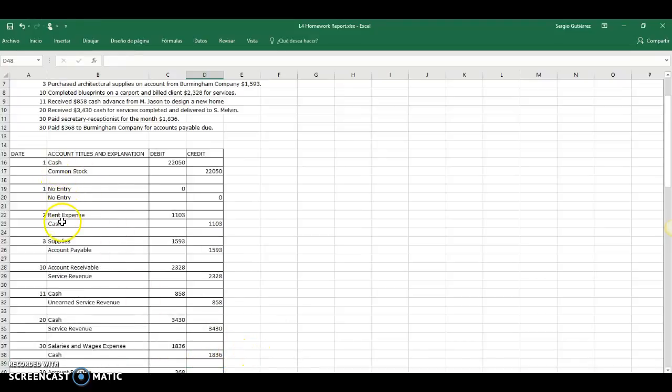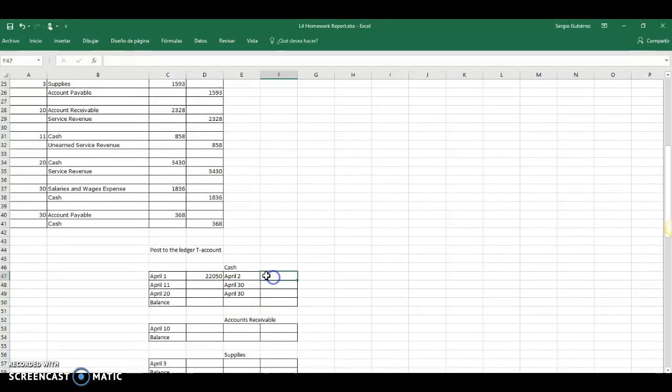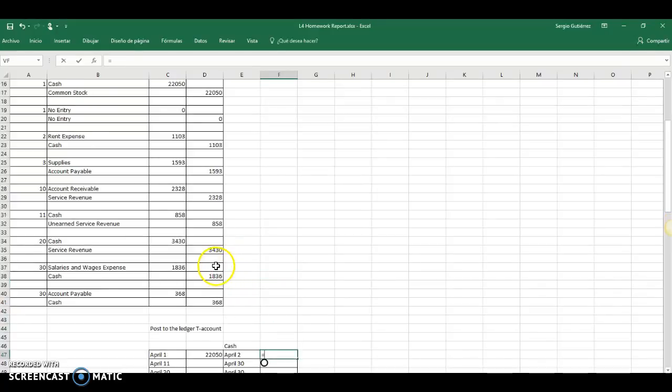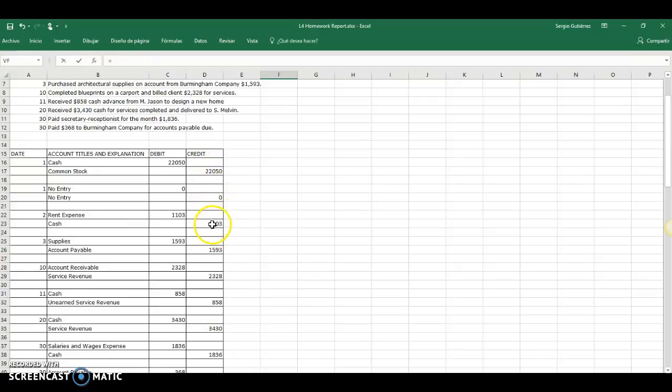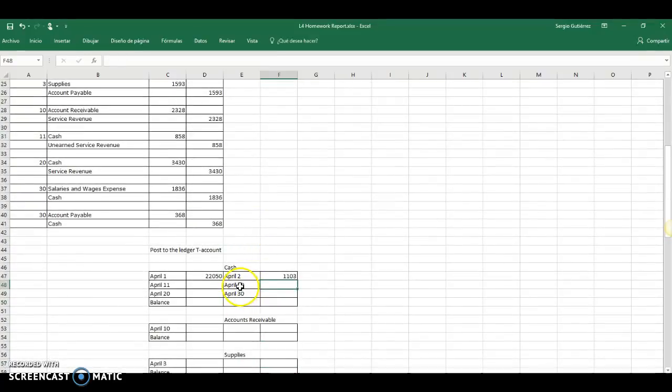On April 2, we see another transaction with cash. So it goes in the credit column, so we are going to put it in the right column. So again, we put equal, select the transaction, the cash account for $1,103, and we hit enter. So we just transfer the information to the Ledger T account.